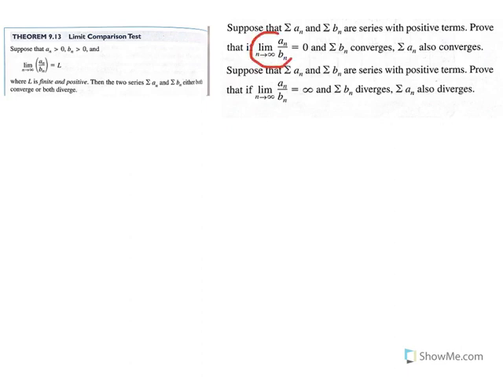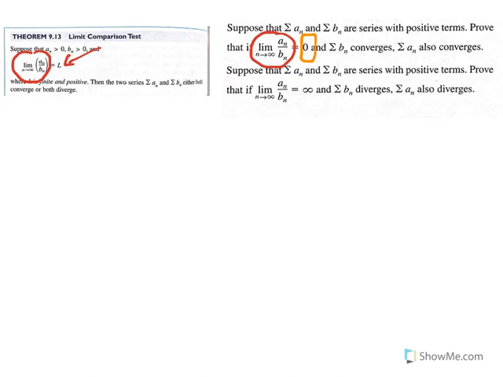If we take the same limit that we have from the limit comparison test, but we don't get a positive number for the limit, instead we get 0, can we conclude anything about the convergence or divergence of our series under consideration?